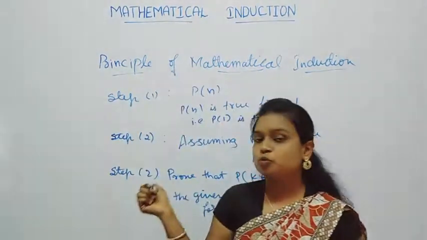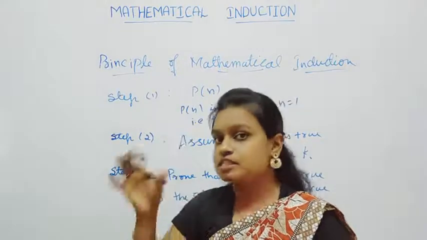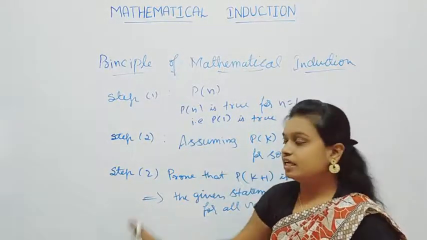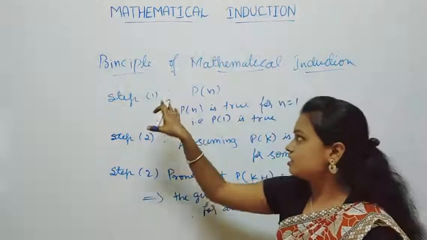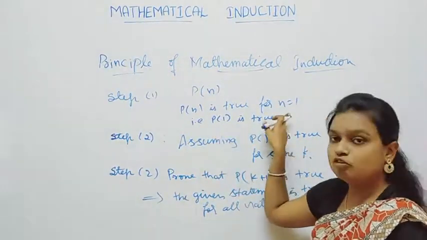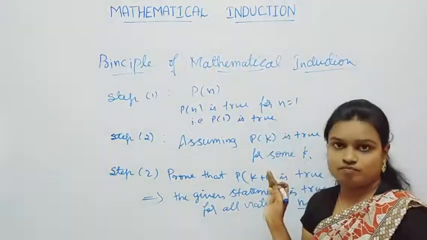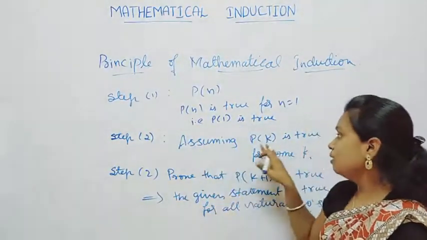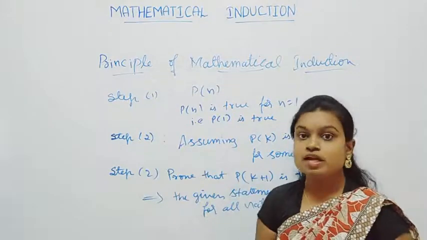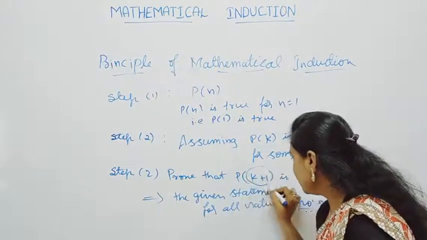So we prove some mathematical statements. They are asking to prove the statement using mathematical induction. To prove the given statement using mathematical induction, this is the step. In the first step, we take the given statement as P of n. After that, we show that P of 1 is true, that is, we take n equal to 1 and show that the given statement is true for n equal to 1. After that, we assume that P of k is true for some k. In the third step, we have to prove that the given statement is true for the k plus 1th term.